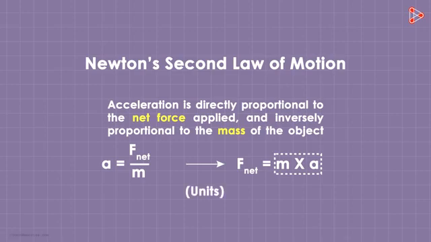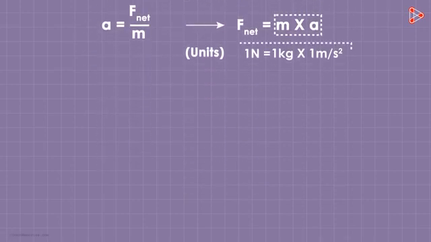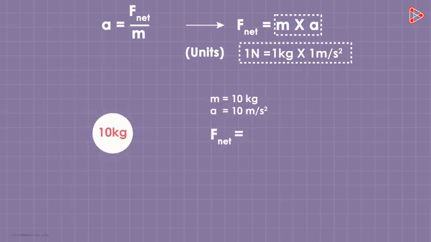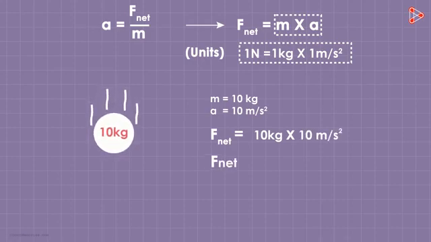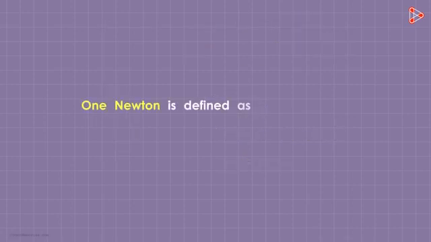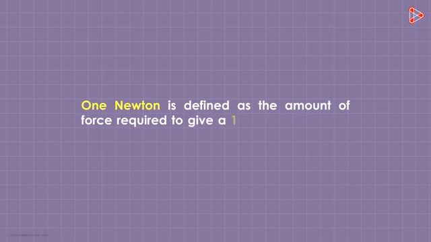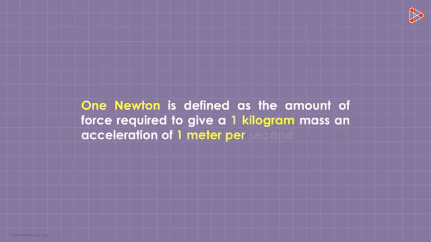That should be easy. The standard unit of mass is kilograms, and that of acceleration is meters per second squared. So the unit of force is kilograms times meters per second squared. And this is what we call as Newton. 1 Newton is 1 kilogram times meters per second squared. So if the mass of the object is 10 kilograms and the acceleration is 10 meters per second squared, then the force will equal 100 newtons. We can say that 1 Newton is defined as the amount of force required to give a 1 kilogram mass an acceleration of 1 meter per second squared.